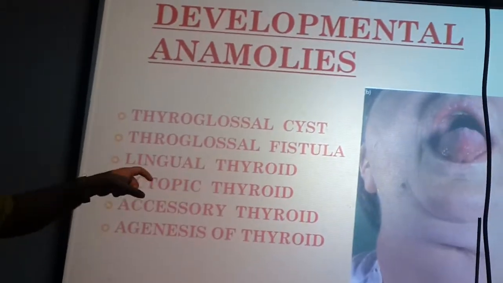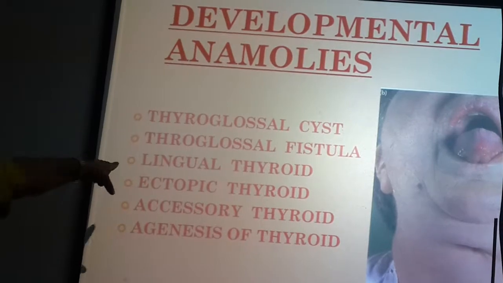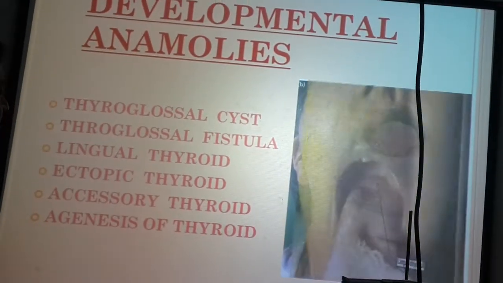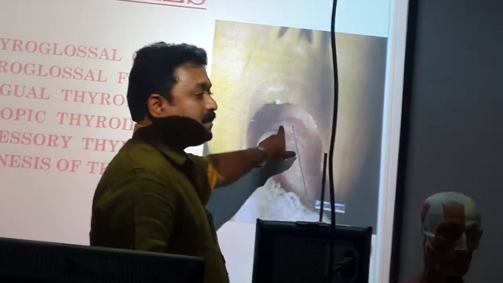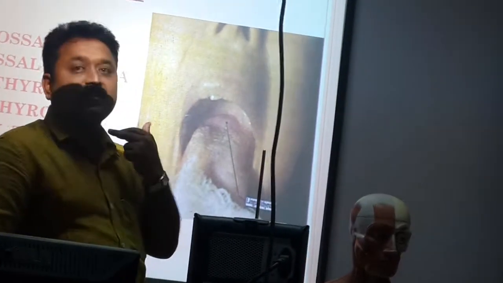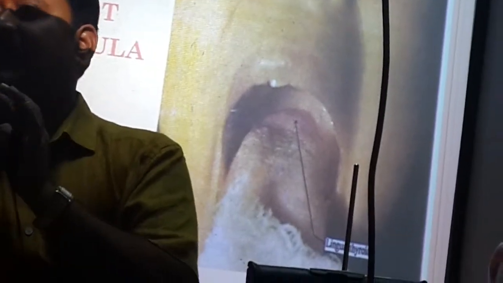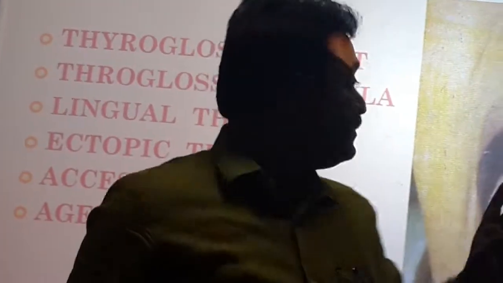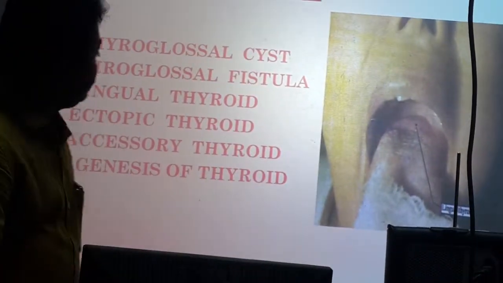If thyroid tissue remains in the tongue, that is lingual thyroid. See here, thyroid tissue remains in the tongue region, at the posterior-most part of the tongue. There we can see the thyroid tissue or thyroid gland, that is lingual thyroid, a developmental anomaly.